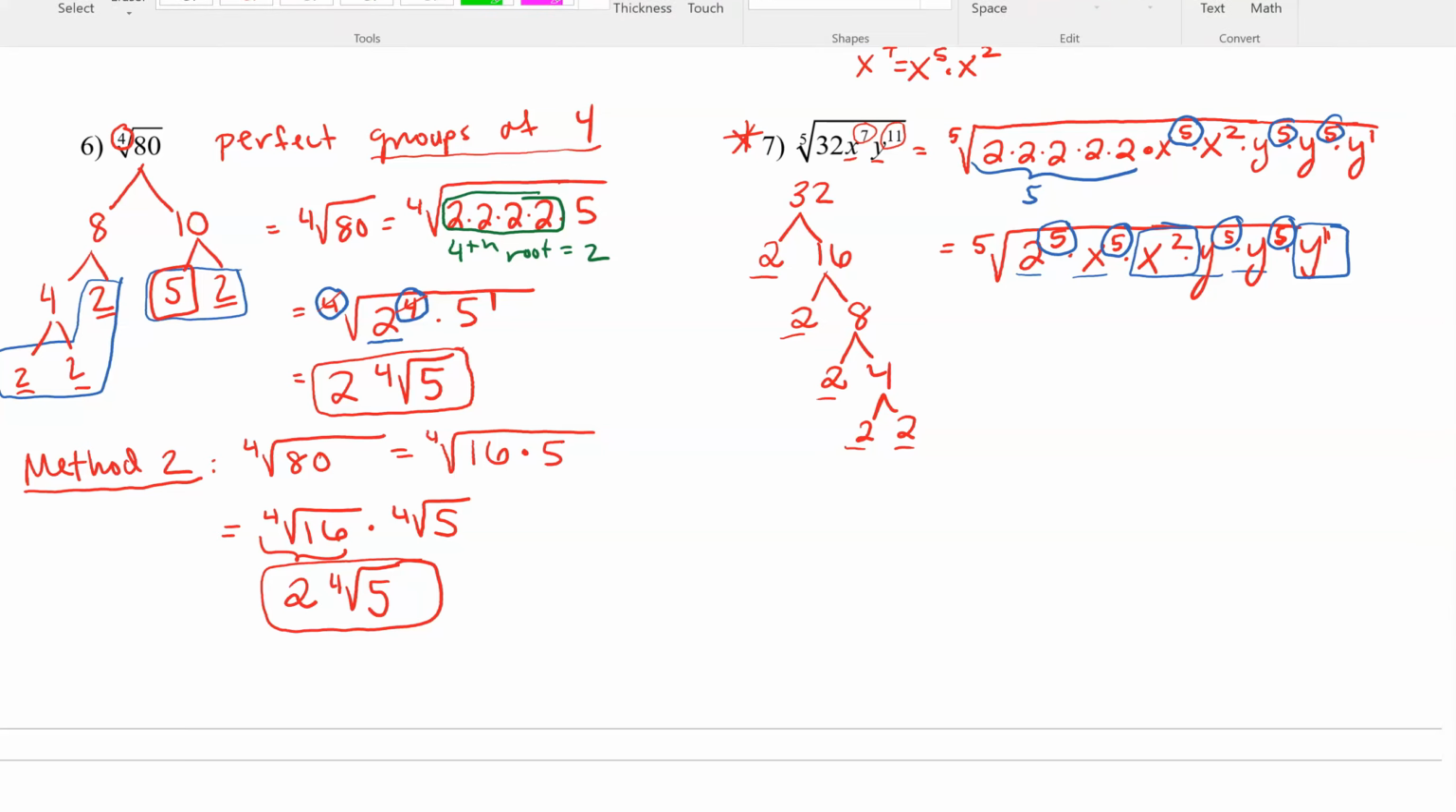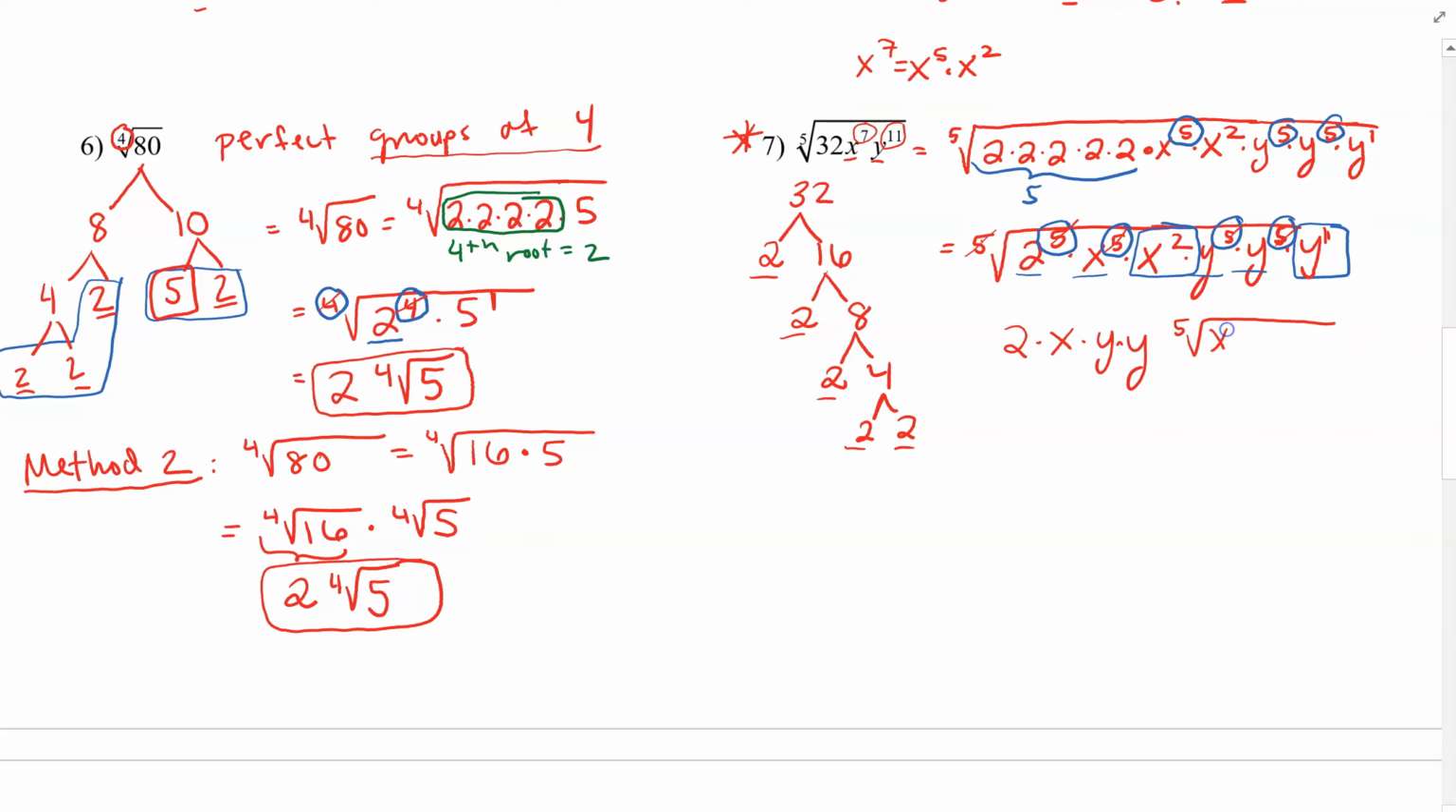So I will do just that. I'll take out a 2. I'll take out an x. I'll take out 2 factors of y. Because each of these, in a sense, cancel, right? A 5th root of a 5th power, right? They all cancel. But the 5th root of x squared does not cancel, and the 5th root of y to the 1st does not cancel. So those stay under a radical sign with a 5th root.